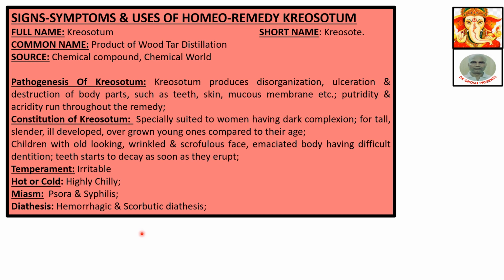Temperament irritable. Hot or cold, highly chilly patient. Miasm, sore and syphilis. Diathesis, hemorrhagic and scorbutic diathesis. Scorbutic means affecting gum.